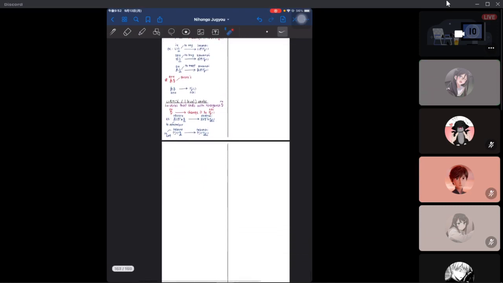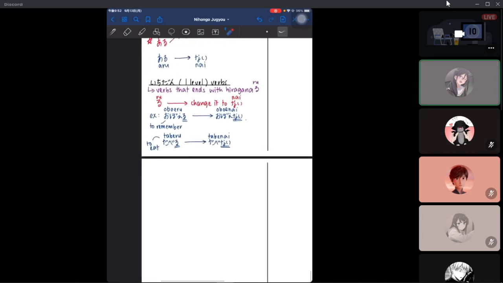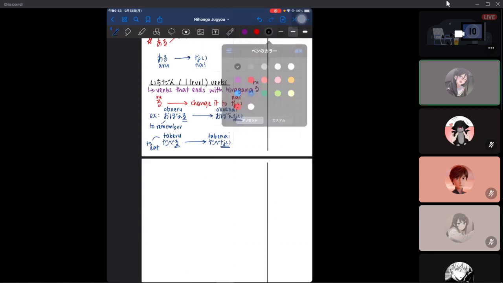Okay then, we go for the next one. So the next one is the irregular verb. Oh my, why is my pen like this? Okay. So the next one is the irregular verb.